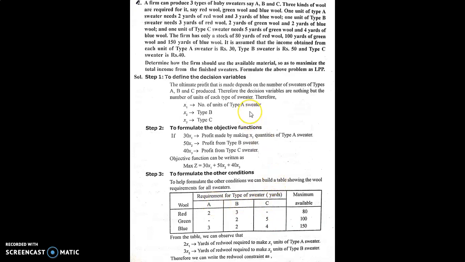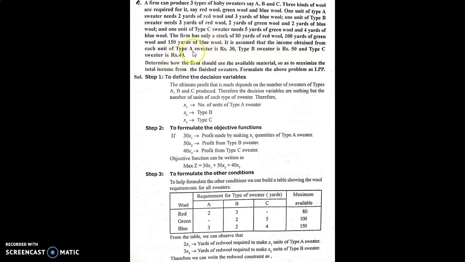We have discussed the steps also in the previous video. The first step is to define the decision variables. In the previous video we saw how decision variables are defined. Decision variables are those variables whose values are to be calculated, or the variables on which the profit made directly depends. So here profit is given with respect to the sweaters, right? Type A sweater profit is 30 rupees, type B sweater 50 rupees and type C sweater profit is 40 rupees. So like this it is given.